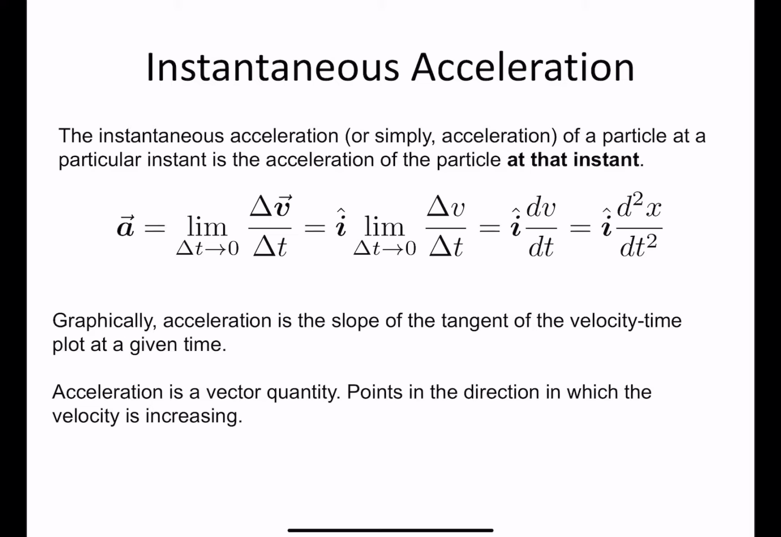Similar to the instantaneous velocity, the acceleration is the slope of the tangent of the velocity time plot. So if you make a velocity time plot, acceleration would simply be the slope of the tangent of the velocity time plot at a given time. And acceleration is also a vector quantity, and it points in the direction in which the velocity is increasing.